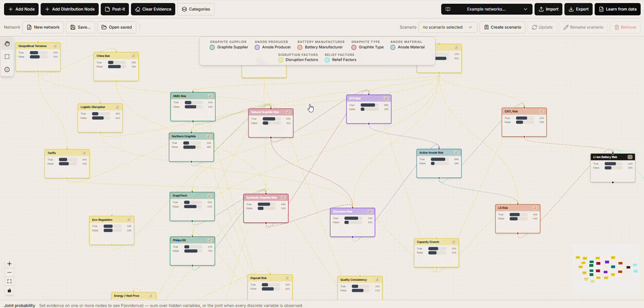So there you go. That was just a quick example of how we can help you model the uncertain part of your ontology and complete what you may already have on Palantir Foundry. Thank you.